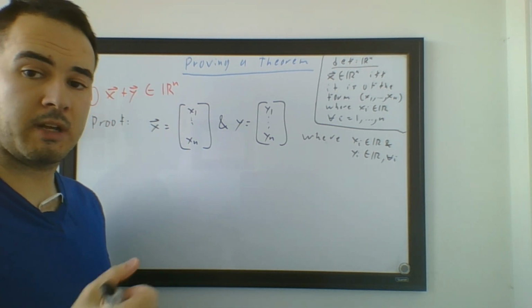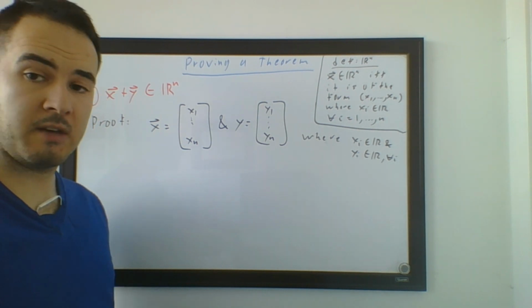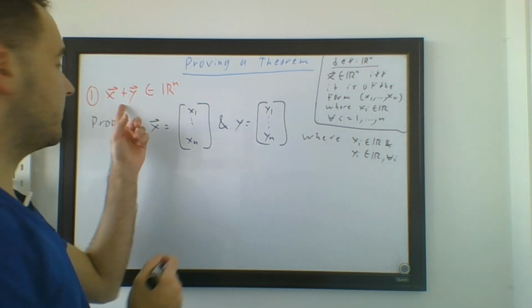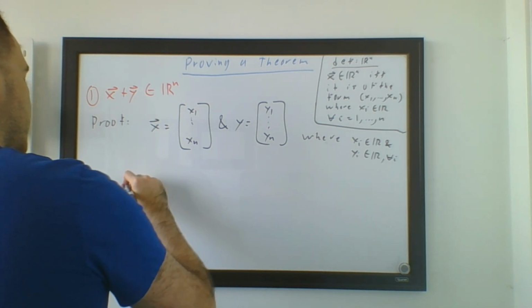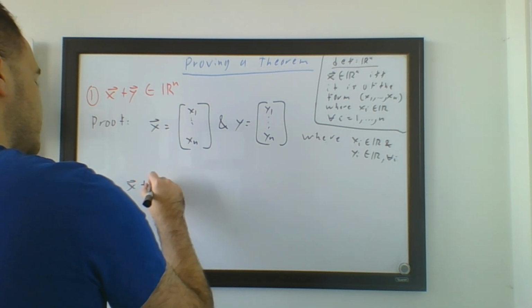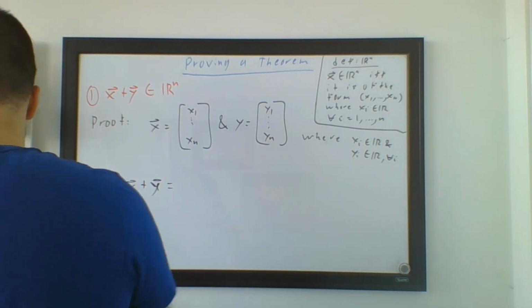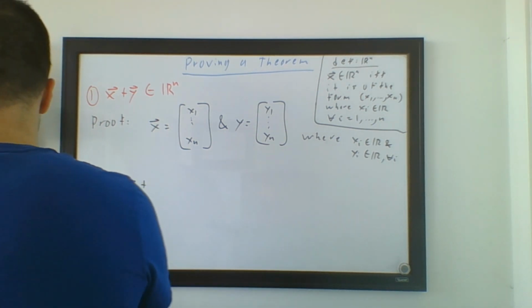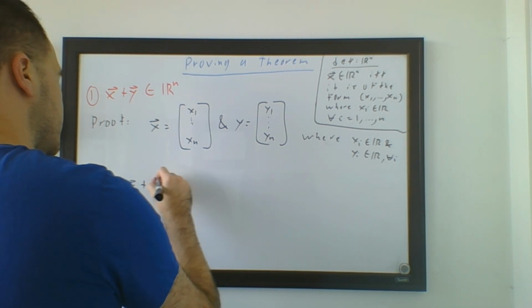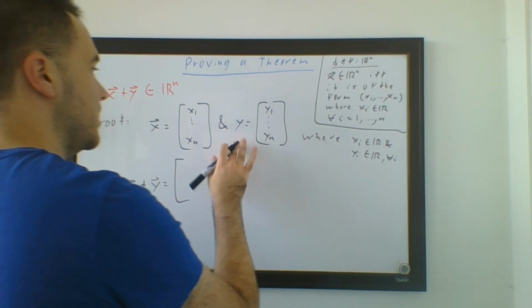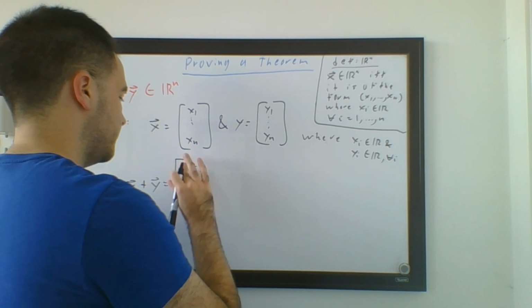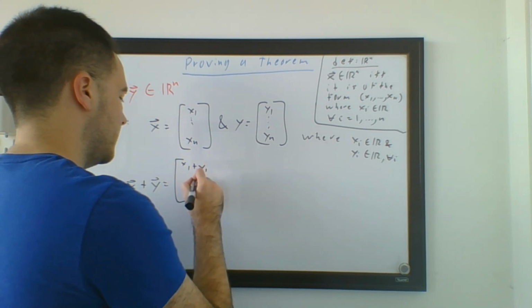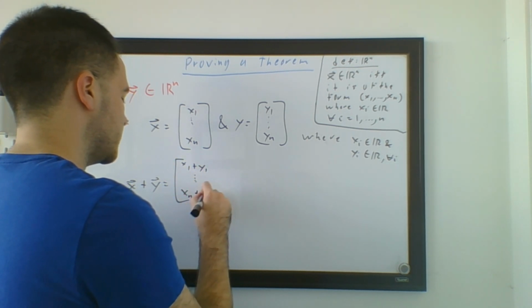Okay, so now that we've touched on the stuff we've been given, we can start to use the definition of vector addition for this. So, when it came to vector addition, we said that x plus y by definition is going to be the sum of each of these elements. So it's going to be x1 plus y1 all the way down to xn plus yn.